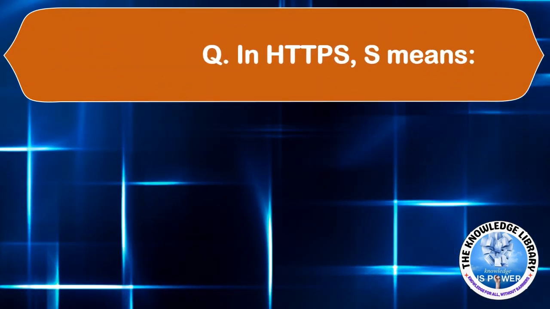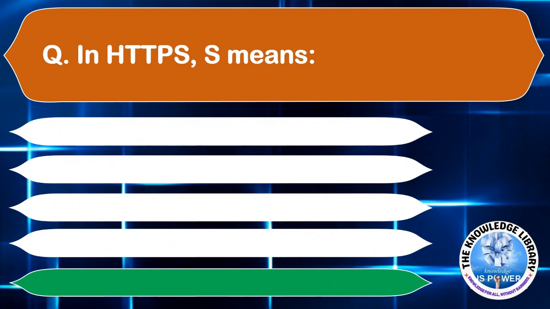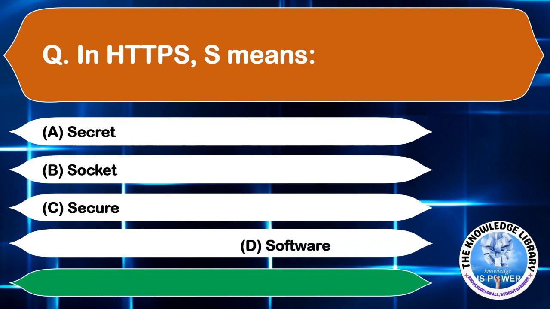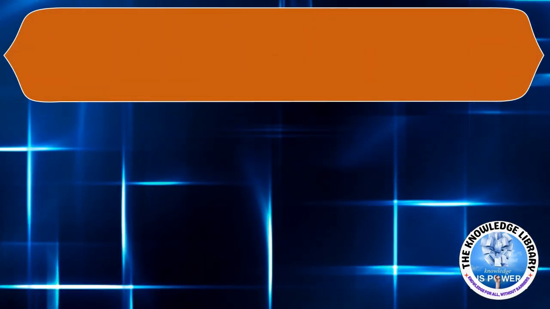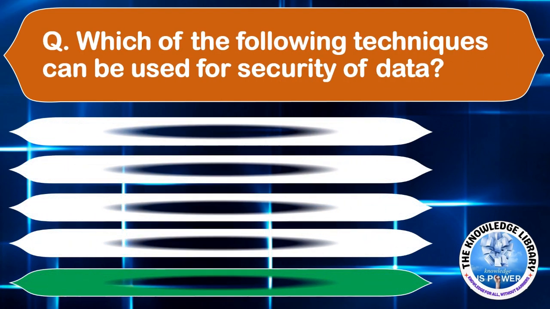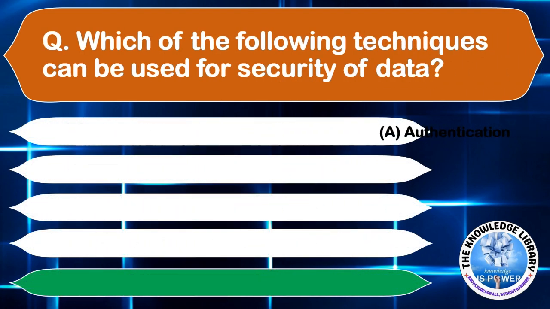The next question is, in HTTPS, S means option A, secret, option B, socket, option C, secure, option D, software. The correct answer is option C, secure.